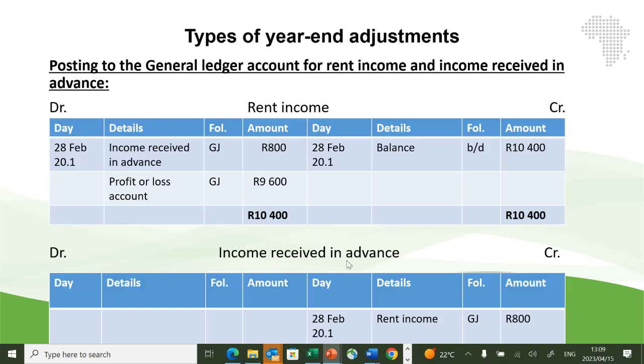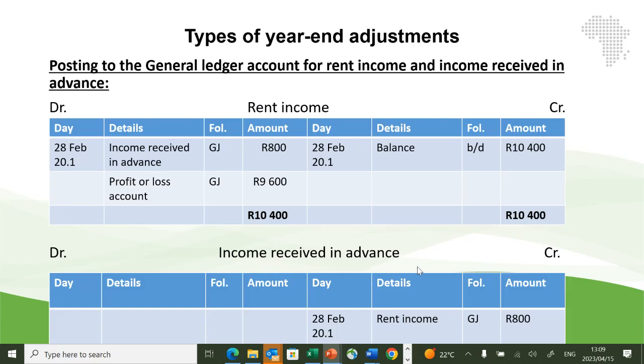Then income received in advance, we said it's a liability. Liabilities increase on which side? On the credit side. You saw the journal entry we wrote: debit the rent income, credit the income received in advance of 800. We put that 800 here. Then for the description, when we credited income received in advance, what did we debit? We debited rent income. I keep emphasizing this because we've seen students just say income received in advance is credited by income received in advance, which is incorrect.